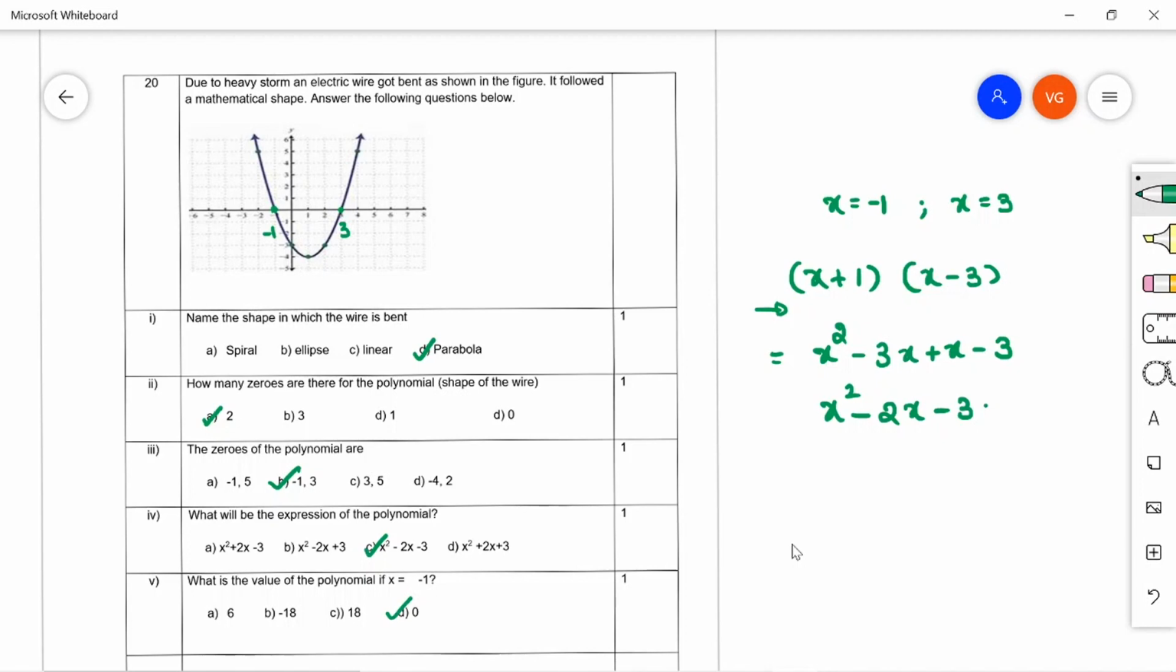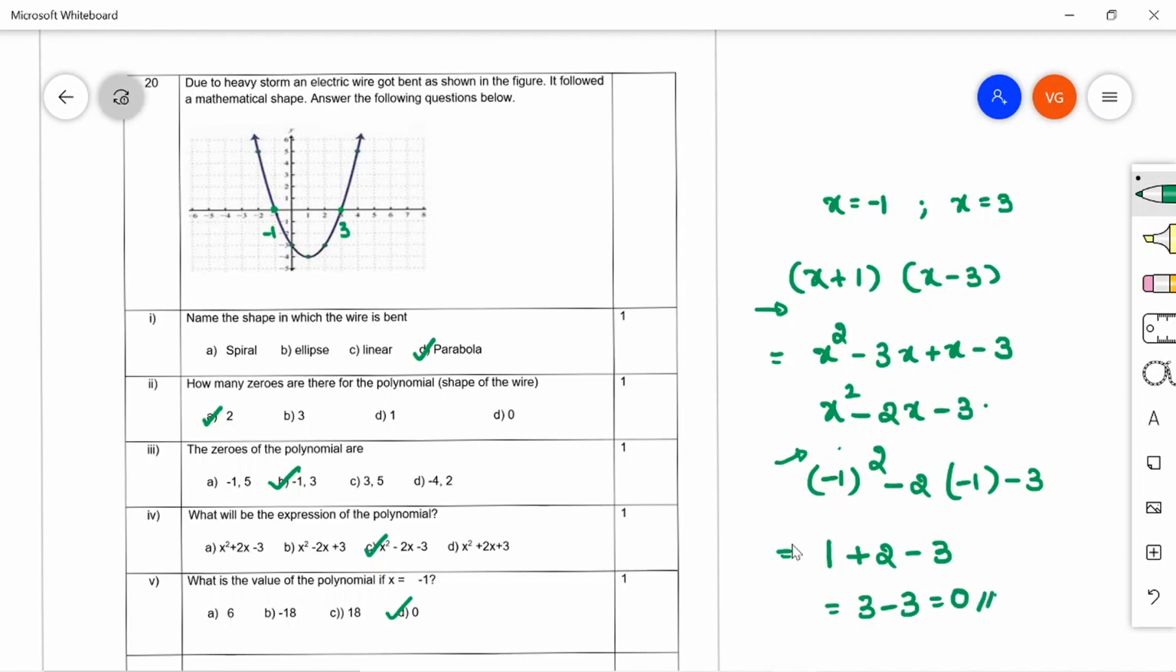Otherwise, if you have any doubt, you just substitute x is equal to -1 in this equation. -1 whole square minus 2 into -1 minus 3, right? So wherever x is there, you just put x is equal to -1. So this will be 1 minus of minus plus 2 minus 3. So this will be 3 minus 3, 0. Or else directly from the graph also you can say the polynomial value is 0 at x is equal to -1.